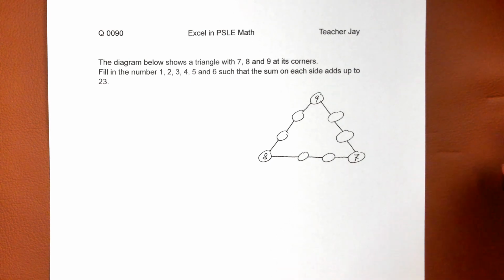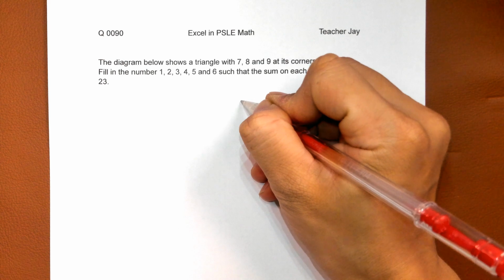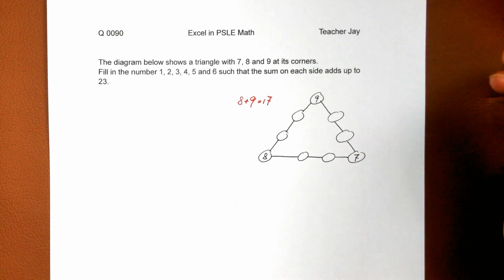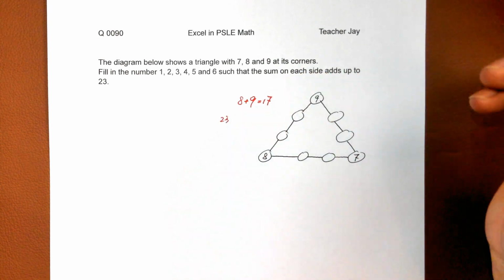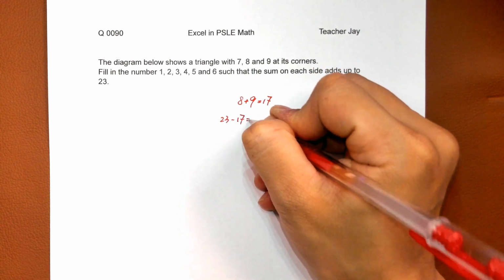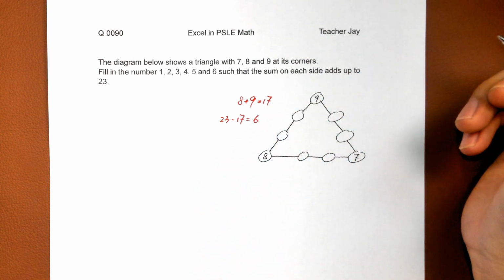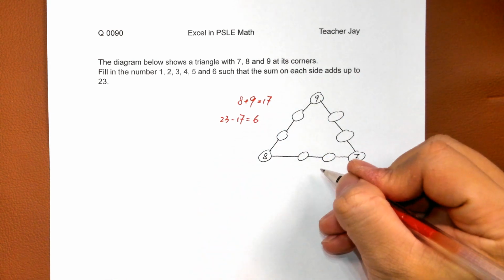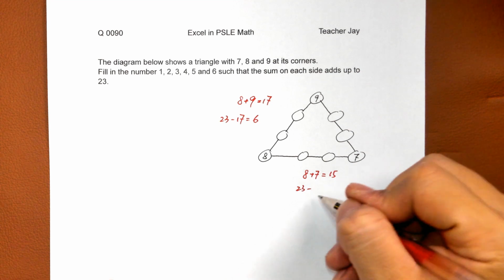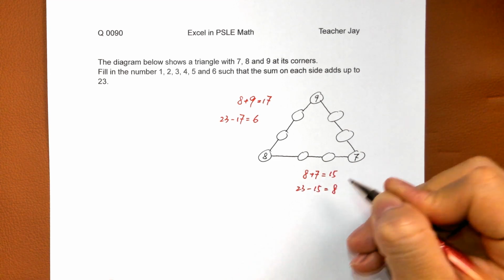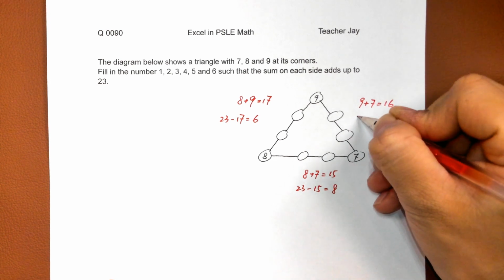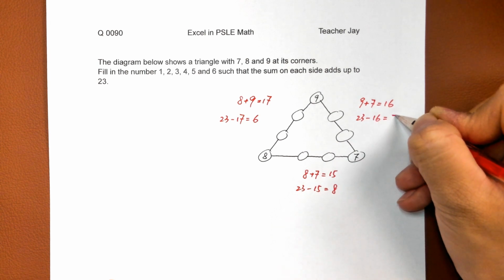那么我们要知道，这里这两个这边是呢 8 plus 9 is 17. But if we want to have the sum of these four numbers be 23 minus 17, we got the other two numbers must add up to 6, and also 8 plus 7 here, 15. 23 minus 15 equals 8, and 9 plus 7 equals 16, and 23 minus 16 is 7.